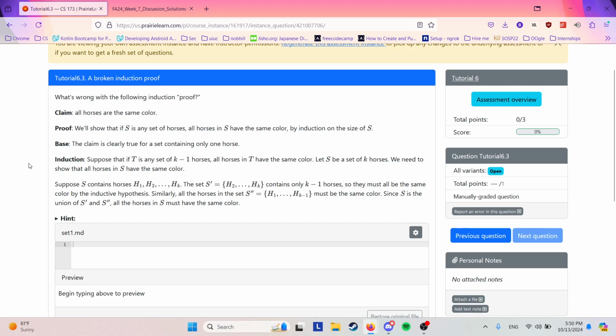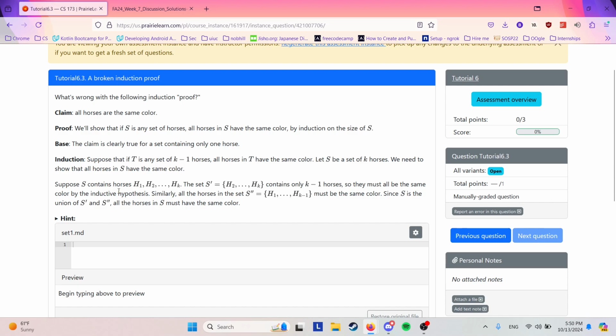So base case: the claim is clearly true for a set containing only one horse. If there's only one horse in the set, there's only one color, so all horses in the set have the same color. So our induction: suppose if T is any set of k minus 1 horses, then all horses in T have the same color. Let S be a set of k horses. We need to show that all horses in S have the same color. So this is the inductive hypothesis here, supposing that it is true for any set of k minus 1, and now we wish to show that it's true for a set of k.